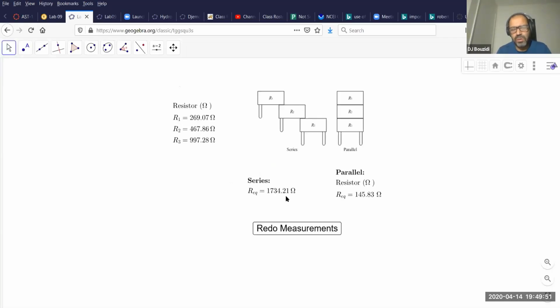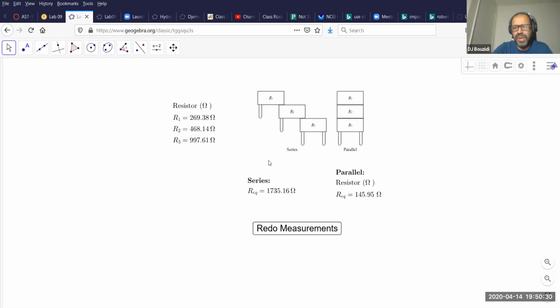Again, don't take the first values. You have to at least redo this a few times. The readings of the resistance are not the nominal values. The 270 is actually 268 after I run it a few times. For example, I might have different values close to what the lab is. So run it at least a few times and then collect your numbers. R1, the first resistor, is 268.38 ohms. You don't have to go to this high precision. It's 269 ohms. This one is 468 ohms, and this one is 998 ohms.